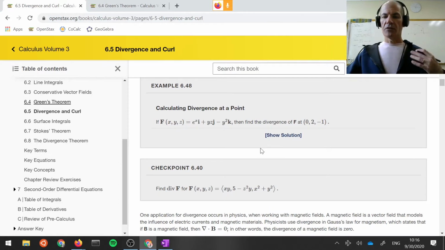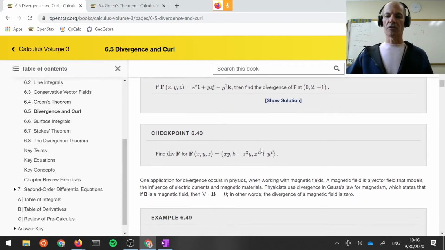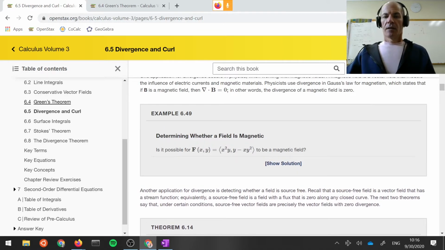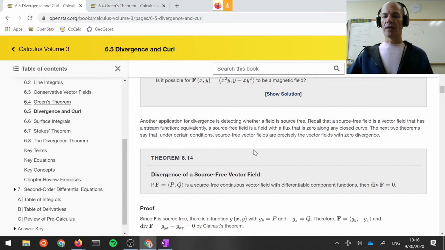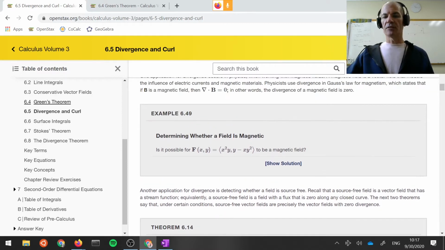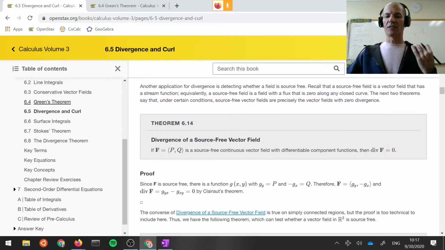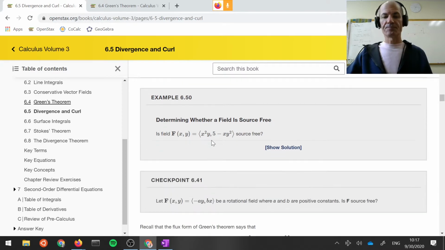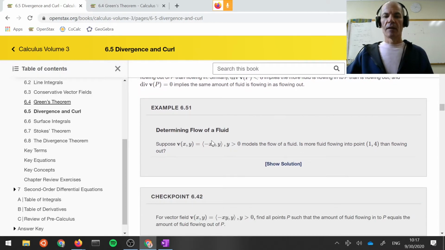So calculating the divergence, again, this is a very computational section. I'll leave that to you to explore. Divergence free is when the divergence of the vector field is 0 everywhere. This is also called magnetic. I think divergence free or source free is a much more common term. The test for whether a vector field is source free is just take the divergence and see if it's 0 everywhere. Okay, let's keep going.